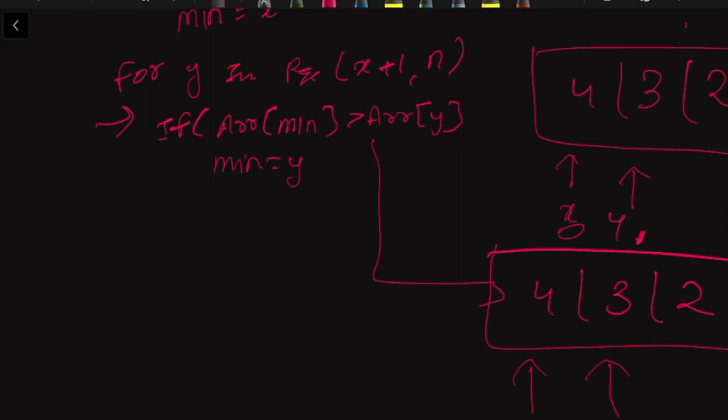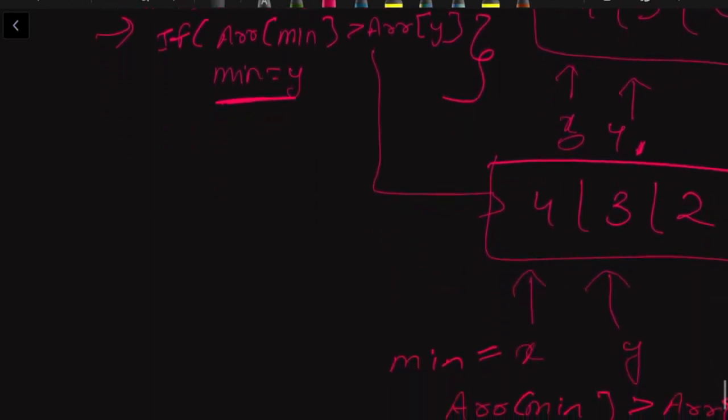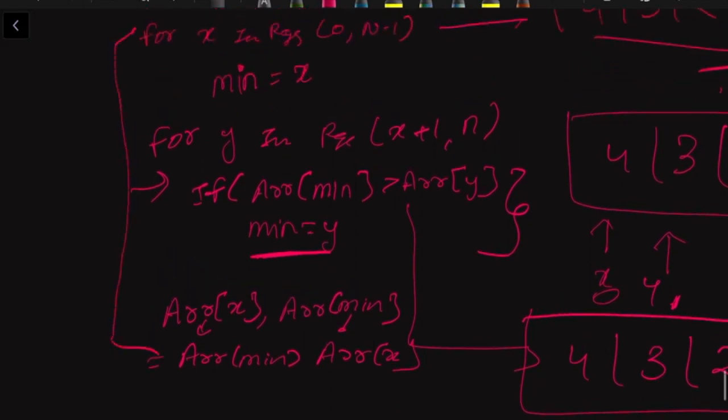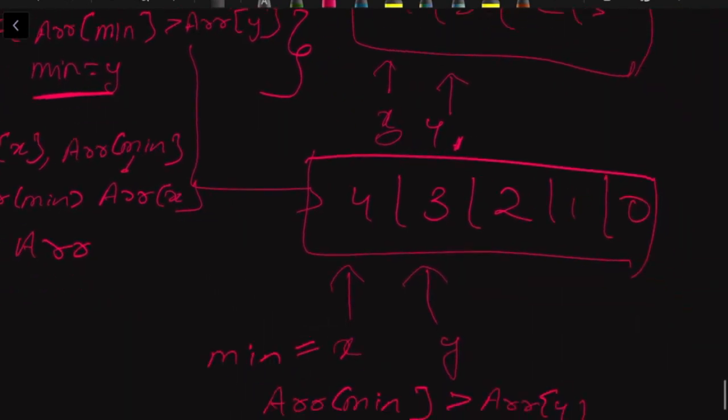Like this we will be going till the end of the loop, and then we'll find the smallest element in the whole array using the indexing. Once we get out of the secondary loop, we'll just swap the values. So array of x will be array of minimum, and array of minimum will be array of x. And at last, when the whole array gets over, we'll return the array. So it's very simple.